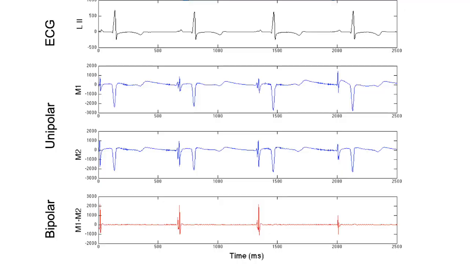Now here's an example. Here we have an ECG in the top row, and then we have two unipolar electrodes, and then the bipolar electrode that results from subtracting those two electrodes. The unipolar are called M1, M2, and the bipolar is M1 minus M2. So we've constructed a bipolar signal from the two unipolar signals, which is totally fair game. The two unipolar electrodes are pretty close together. They do have very similar signals, as you can see there.